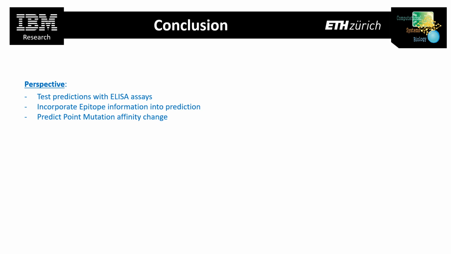Later, we can test this prediction with an ELISA assay, and we could incorporate epitope information into the prediction, because right now we only focus on the similarities of two antibodies.